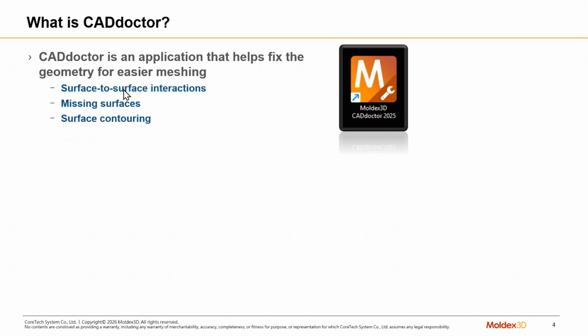All right, so we use this for surface-to-surface interactions. We use it to fill in missing surfaces, and we can also use it to repair surface contouring or adjust the surface contouring, manipulate it however we need to.